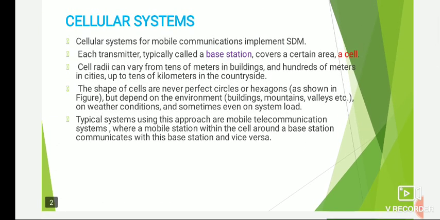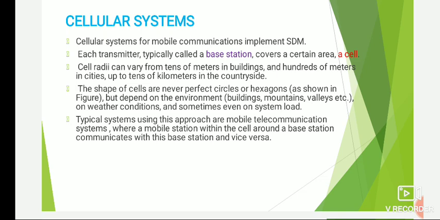It depends upon the environment. If it is in a building, the shape varies accordingly. If it is a mountain, the shape varies accordingly. If it is valleys, the shape of the cell varies according to that. It also varies with the weather conditions, and sometimes even on the basis of the system load.